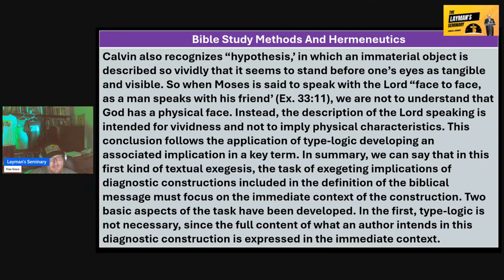This conclusion follows the application of type logic, developing an associated implication in a key term. In summary, we can say that in this first kind of textual exegesis, the task of exegeting implications of diagnostic constructions included in the definition of the biblical message must focus on the immediate context of the construction. Two basic aspects of text have been developed. In the first, type logic is not necessary, since the full content of what the author intends in this diagnostic construction is expressed in the immediate context.